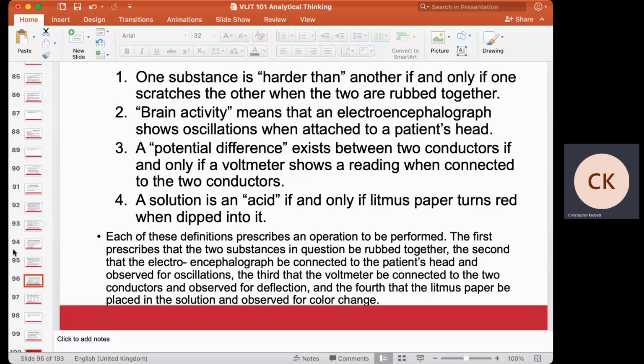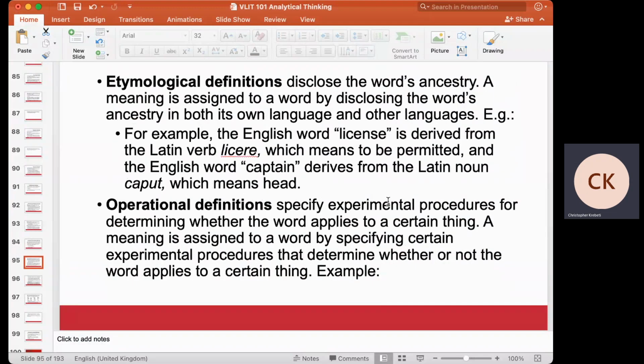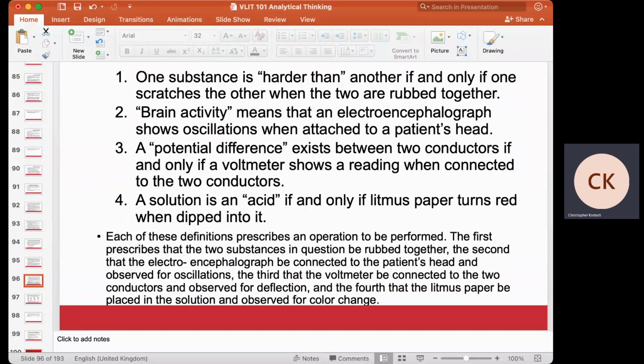So from the definition, it specifies what? Experimental procedures for determining whether the word applies to a certain thing. So first of all, that's why it is called operational definition. Sometimes in the research we do, these are some of the things we do, operational definition. All of these definitions we are looking at give birth to the 5 types of definitions that we have. Operational definitions, you can find them more tailored towards theoretical definitions. So these are some of the issues.